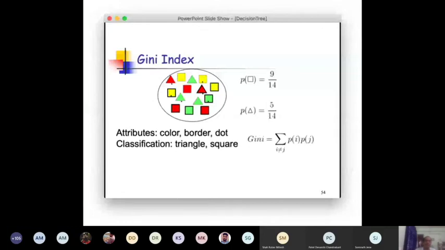So this border and dot is not well explained in this particular sketch, right? Okay, fine.